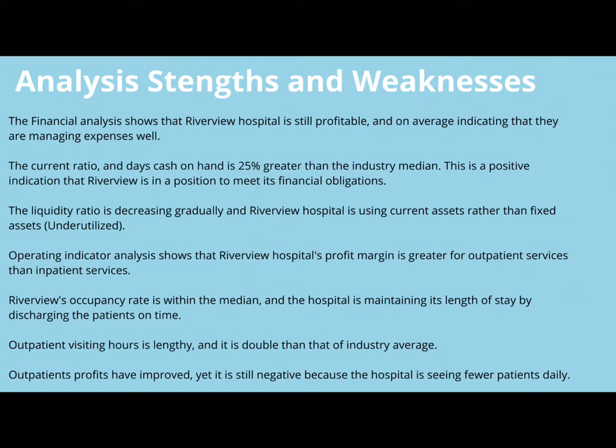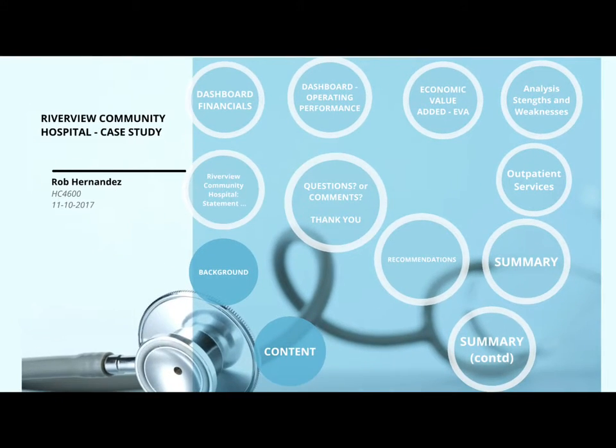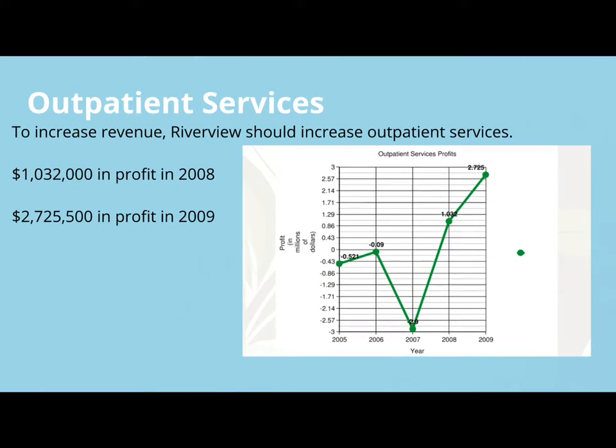Riverview's occupancy rate is within the median, and the hospital is maintaining its length of stay by discharging the patients on time. Outpatient visiting hours is lengthy, and it is double that of the industry average. Now, outpatient profits have improved, yet it is still negative because the hospital is seeing fewer patients on a daily basis. But let's take a look at outpatient services for a minute.